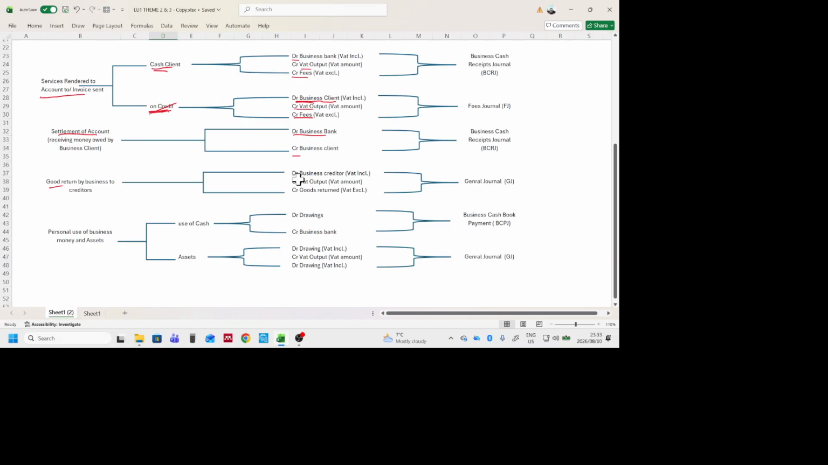But when we return the goods to the creditor, it means that we will no longer owe them the money for the goods. So this is where we debit the business creditor account with a VAT inclusive amount, because we will no longer be owing them the VAT amount that they charged us on the goods that we've just returned. Because of that, the VAT input that we were going to claim from SARS, we will no longer be able to claim it. So in order to cancel that VAT input, we credit the VAT output when we return goods.